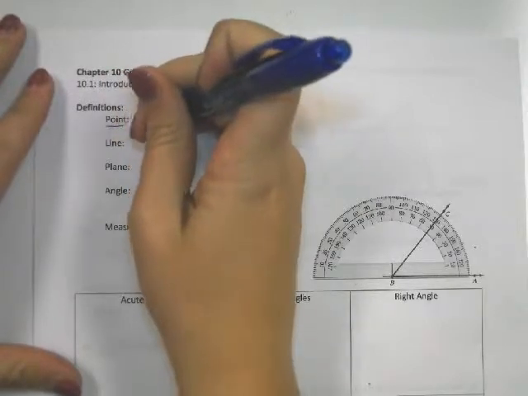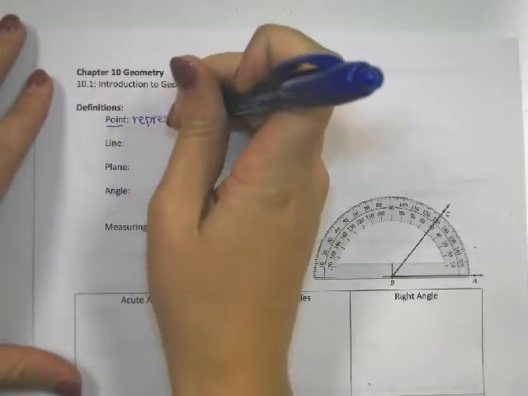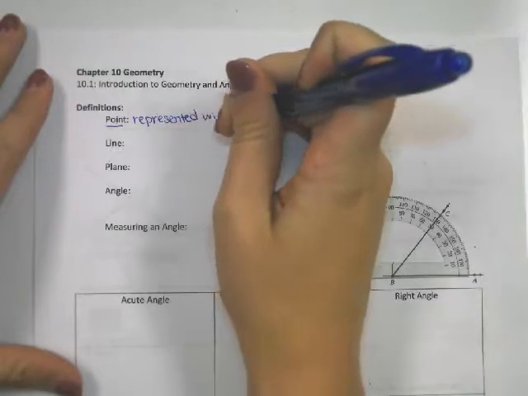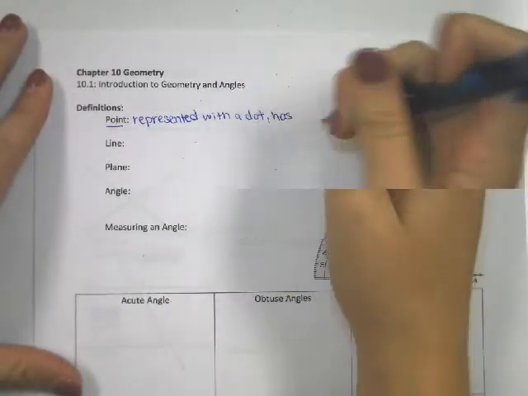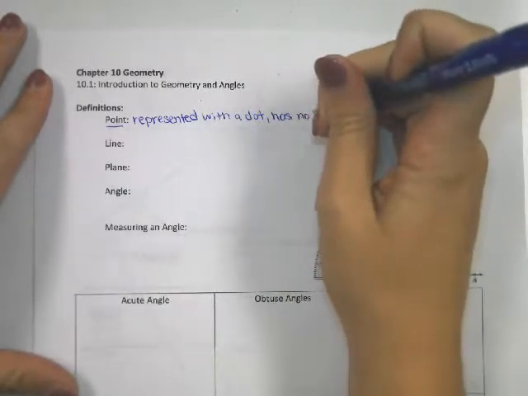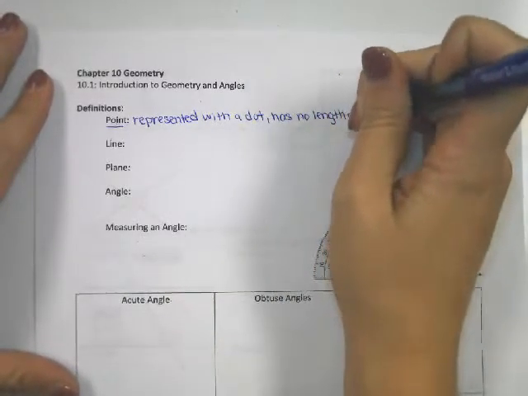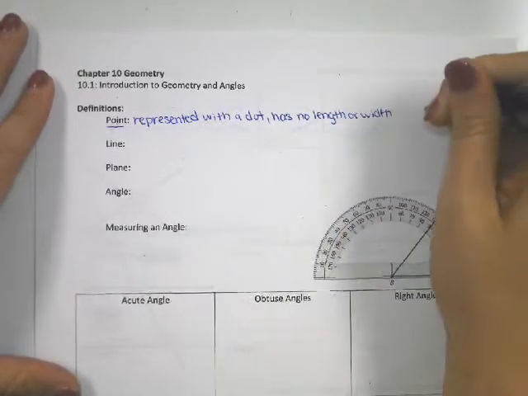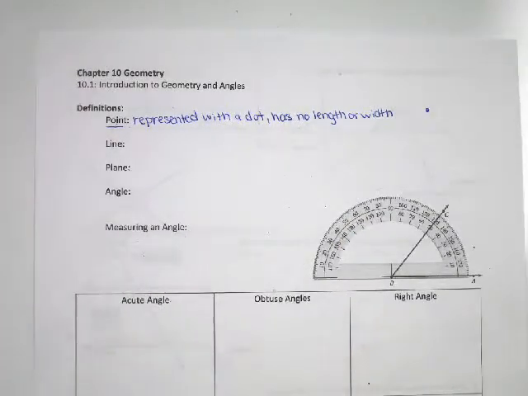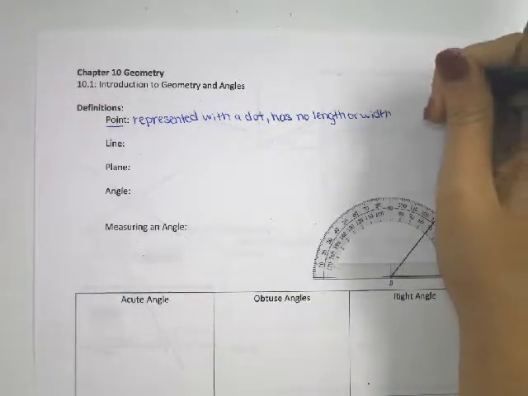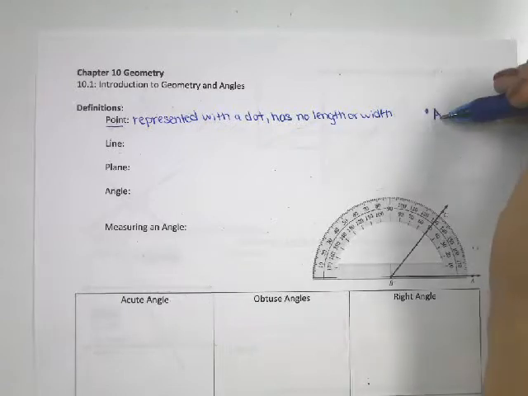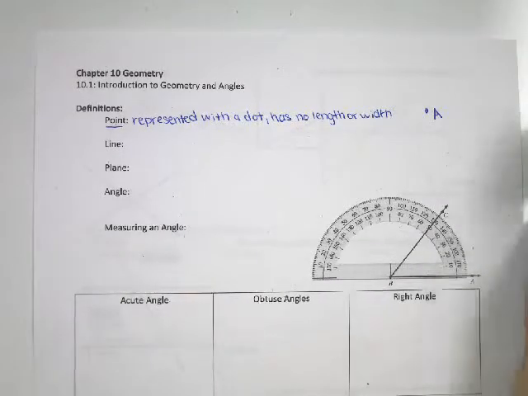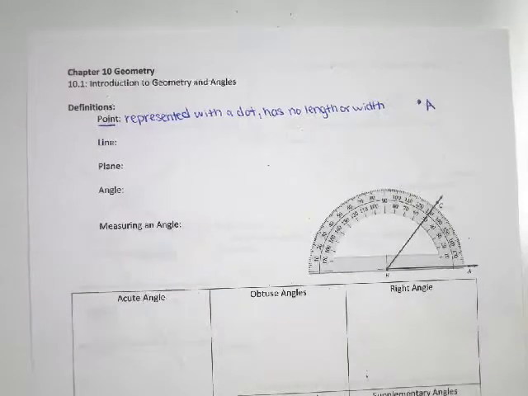So a point is going to be represented with a dot. Pretty sure we're all familiar with that. We have a point. A point has no length or width. So when we put a point, it's more of a location, it tells us where something is. We are going to label points with a capital letter. So this would be point A, we can have point B, C, D, X, Y, doesn't matter, but it's going to be a capital letter when we're working in geometry.